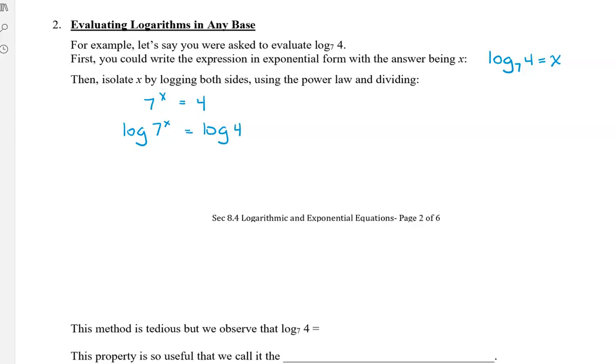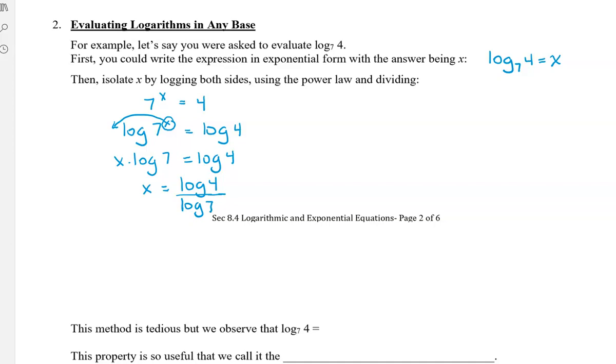Now we can use the power law to bring the exponent x to be the coefficient. So now I have x times log 7 equals log 4. And now to isolate x, I just divide by log 7. So x now equals log 4 divided by log 7.